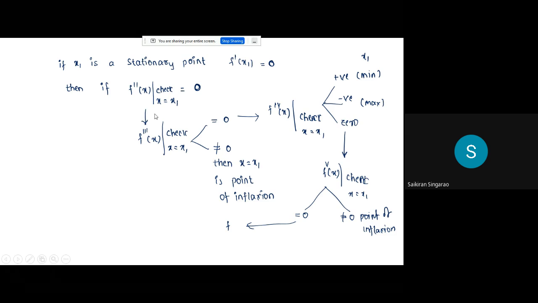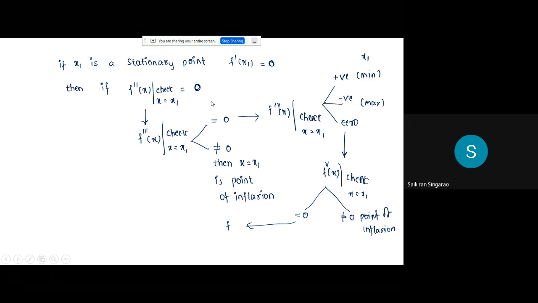So what are odd derivatives? First derivative is an odd derivative, third derivative is an odd derivative, fifth derivative is also an odd derivative. At odd derivatives, you will decide whether it is point of inflection or stationary point, right? If it is not coming equal to 0 at any odd derivative, then you call it point of inflection.